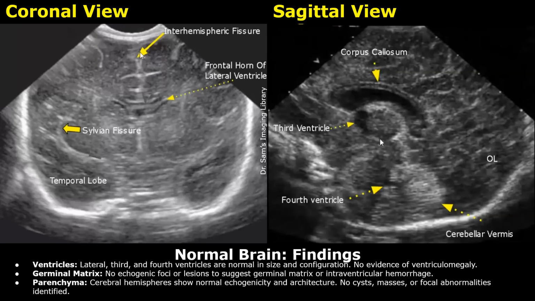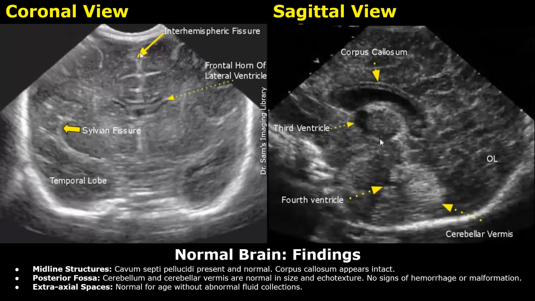After that, we can write about the brain parenchyma. Parenchyma. Cerebral hemispheres show normal echogenicity and architecture. No cysts, masses, or focal abnormalities identified. Midline structures. Cavum septum pellucidum present and normal. Corpus callosum appears intact. Posterior fossa. Cerebellum and cerebellar vermis are normal in size and echo texture. No signs of hemorrhage or malformation. Extraaxial spaces, normal for age without abnormal fluid collections.